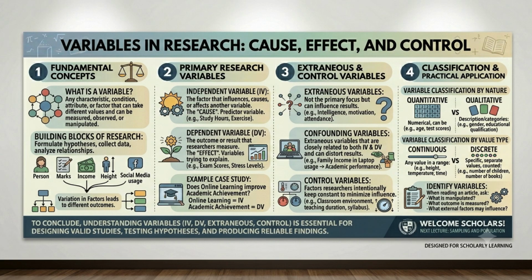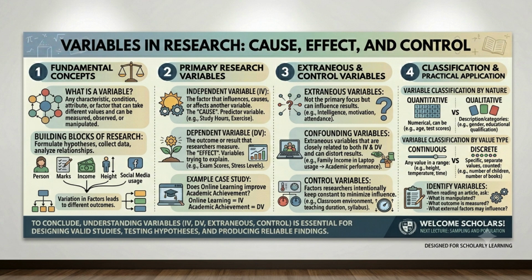In simple terms, a variable is any characteristic, condition, attribute, or factor that can take different values and can be measured, observed, or manipulated. The word variable itself comes from the idea of variation, meaning something that changes. For example, age is a variable because different people have different ages. Academic performance is a variable because students obtain different marks. Income, height, weight, intelligence, motivation, attendance, and social media usage are also variables because they can vary from one individual to another. Variables are the building blocks of research.